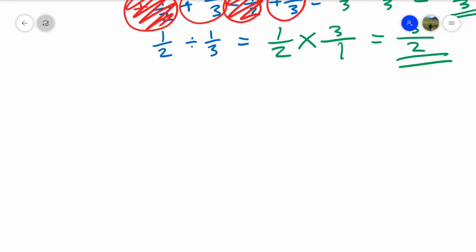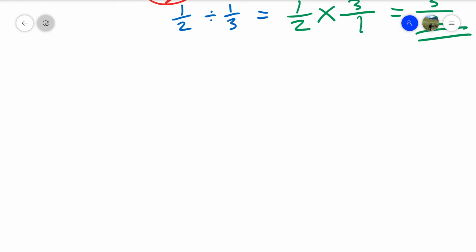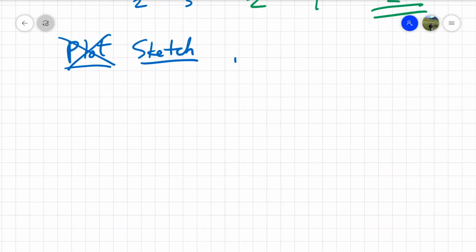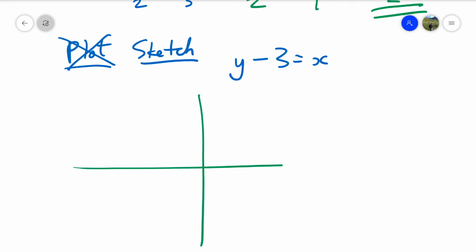Let's do the next question. I'm saying plot, let's actually say sketch. Have a go in your own time. It's another messy question. We need to tidy it up.